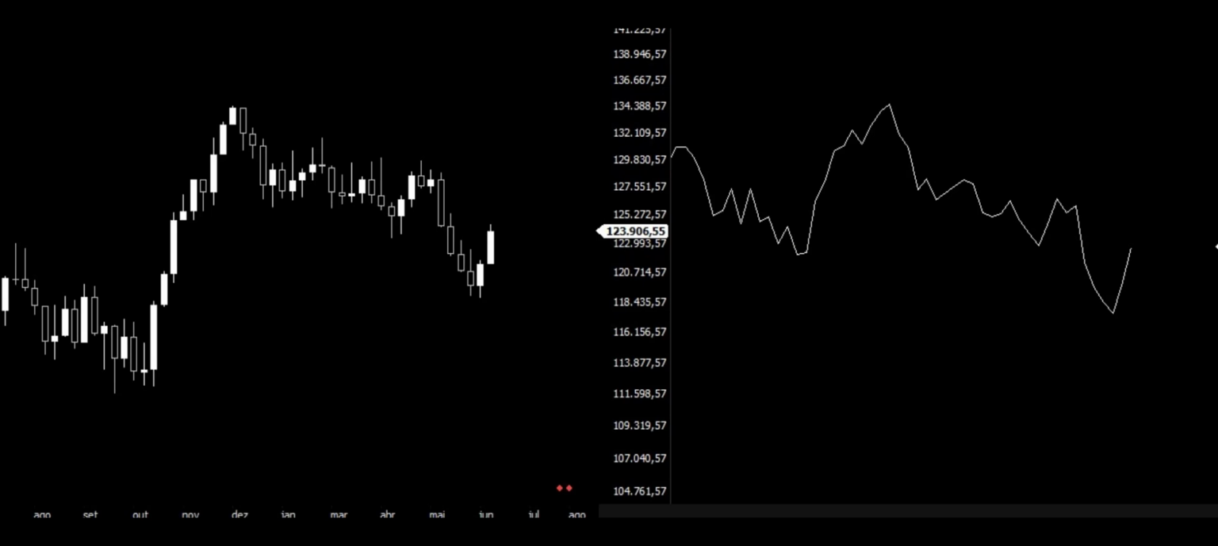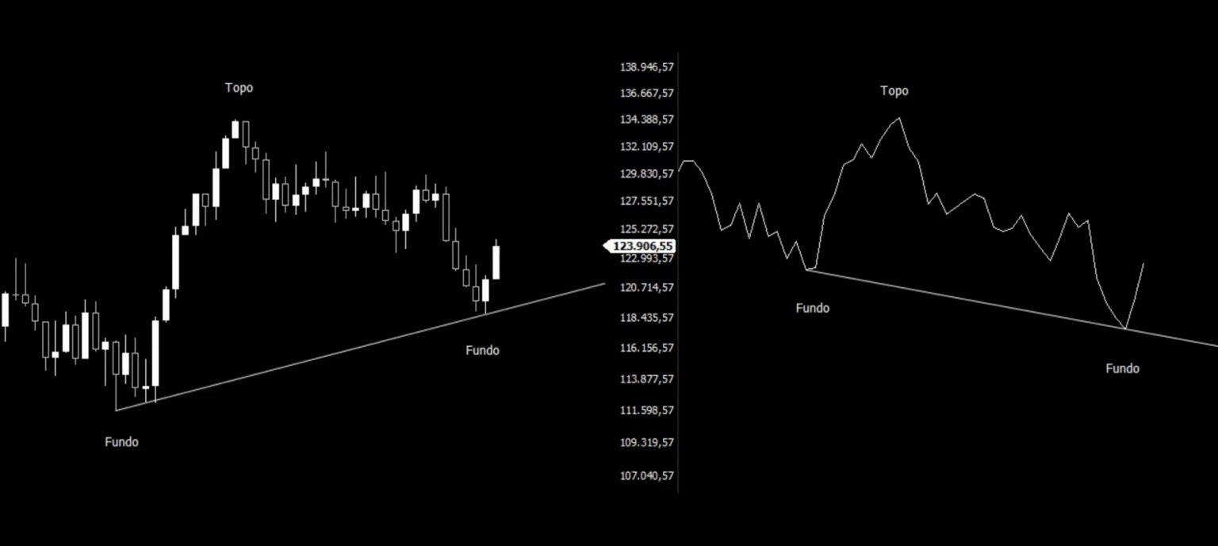On the left side, we have a price chart, and on the right, the 14-period Relative Strength Index. Notice that the price chart forms a higher low than the previous one, indicating an uptrend. However, the oscillator forms a lower low than the previous one, indicating a downtrend. This divergence between rising prices and a falling indicator is called a positive reversal. But why is it such a powerful signal?